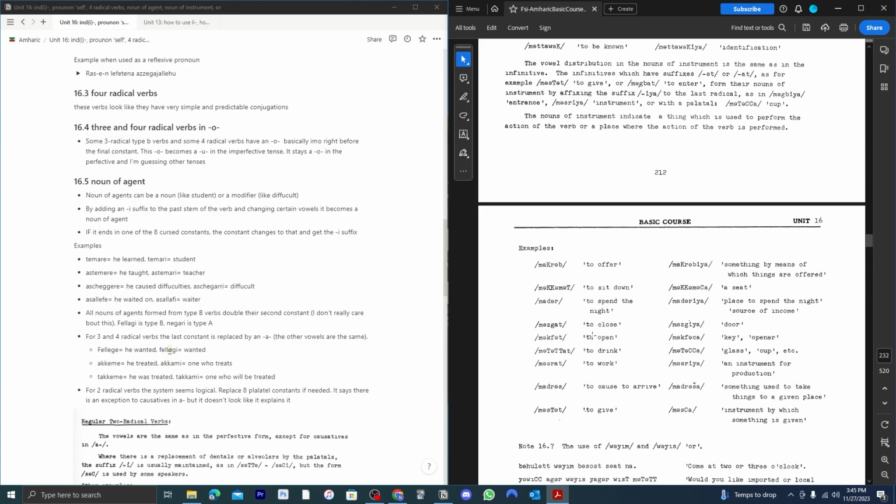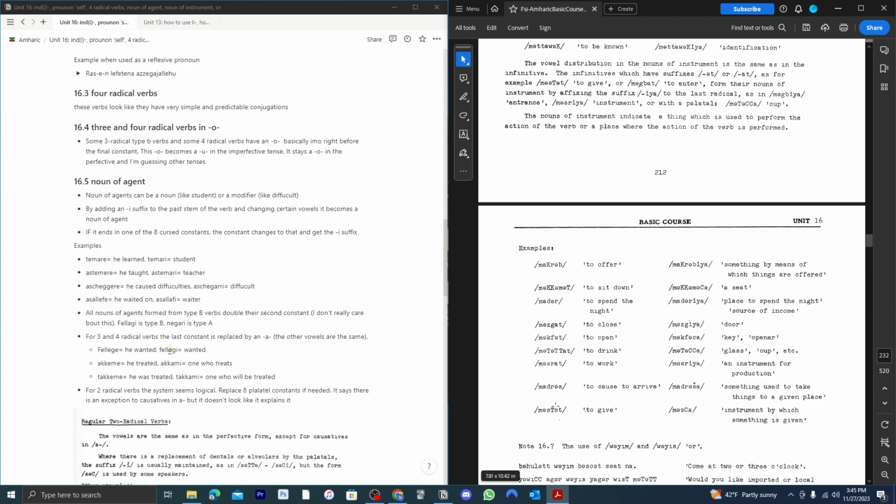Mekfet is a situation where it doesn't work. You don't just chop off the et and then add an ia. It's mefkecha, which is key or opener. Metet, you don't just chop off the at, it becomes a ch. Metecha is a glass or a cup of some sort. But mesrat here, it's chopped off, mesria is an instrument or some sort of device.